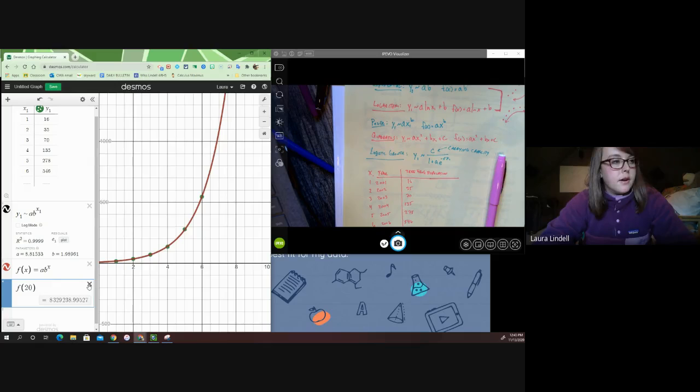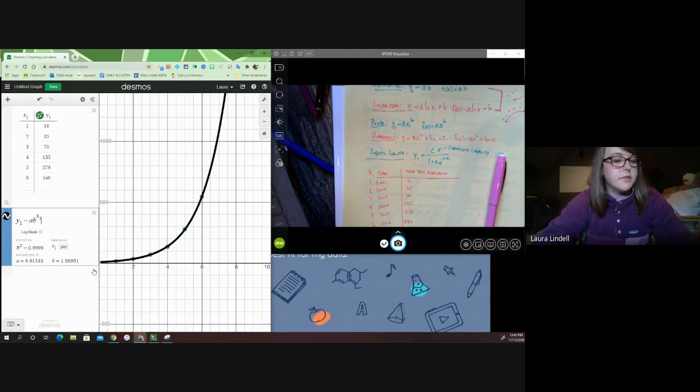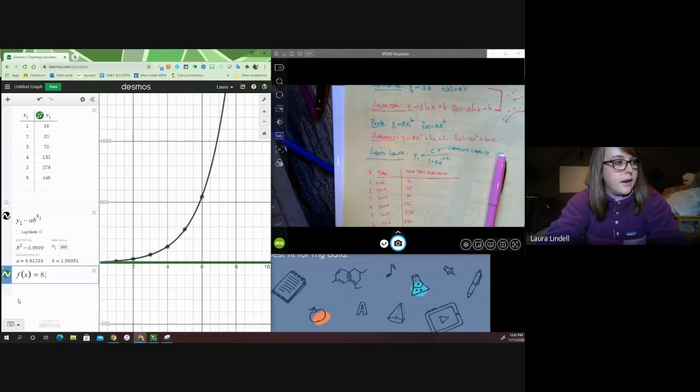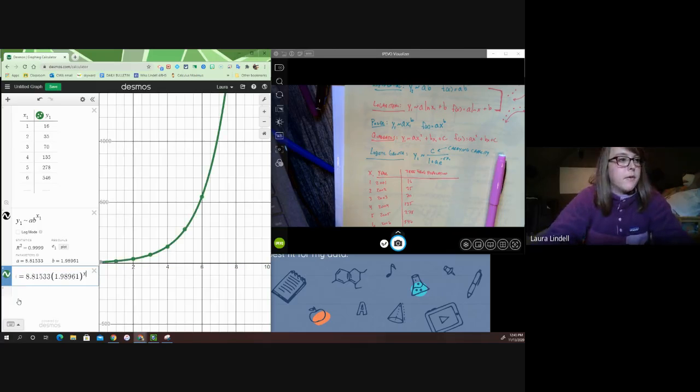You could also write it in if you wanted to. Instead of just typing a times b to the x, if you were asked for it on a test or something like that in the future, not that we're having any more tests for this class, you could say f of x equals 8.81533 times 1.98961 to the x power. So you could write that out instead, and that would do the same thing.